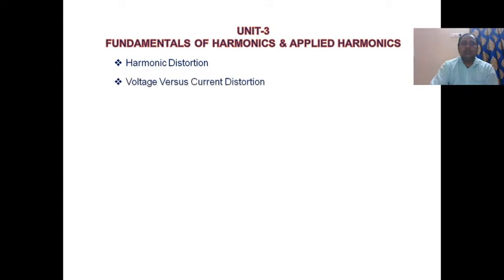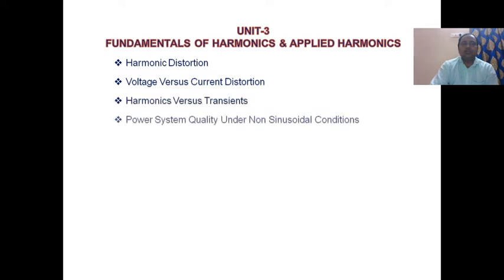Coming to Unit 3, which is the fundamentals of harmonics and applied harmonics, Unit 3 contains harmonic distortion. What is harmonic distortion? Voltage versus current distortion, harmonic versus transients, power system quality under non-sinusoidal condition, and harmonic indices.